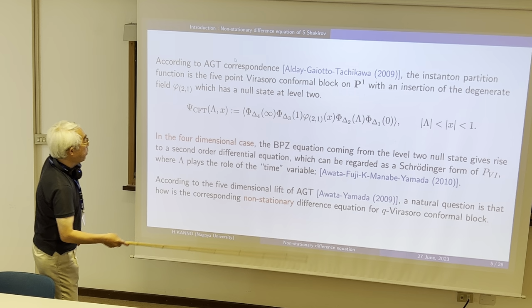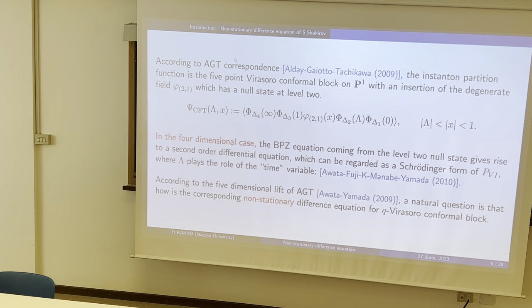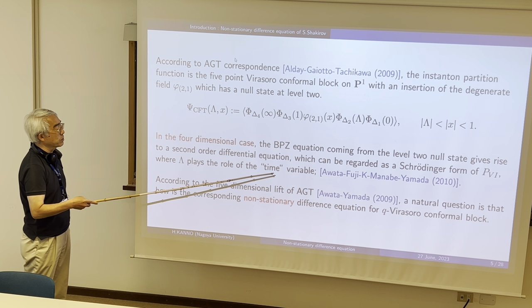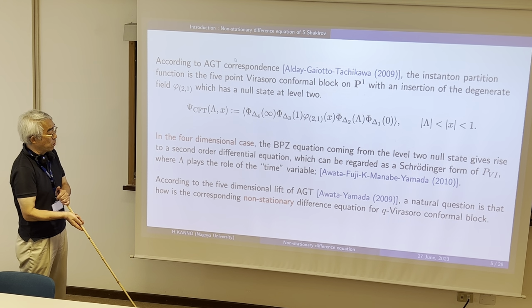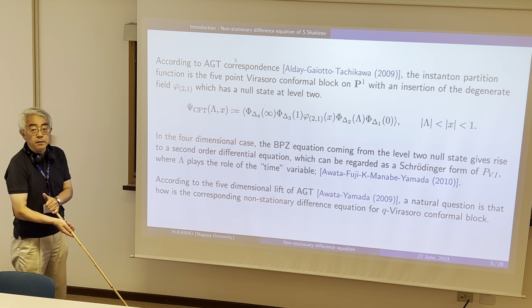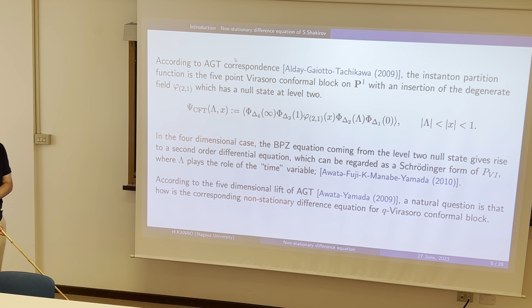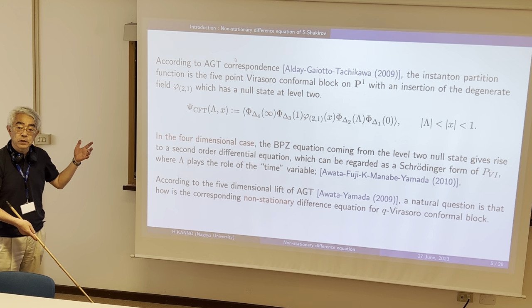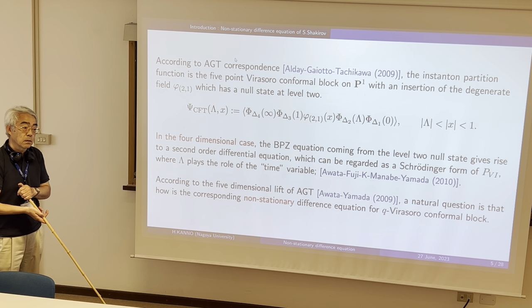Then there is a proposal of a five-dimensional lift of AGT, which says that for the five-dimensional theory, the Nekrasov partition function gives a conformal block of the q-Virasoro algebra. So, a natural question is, what is a BPZ-like equation for the five-dimensional lift of the Nekrasov function?